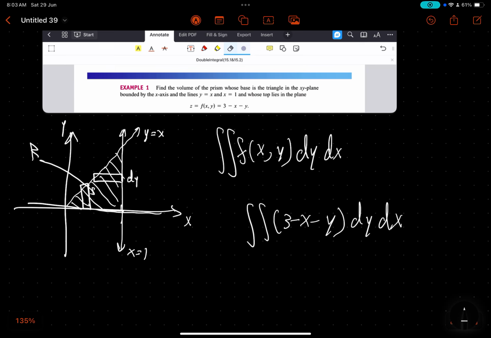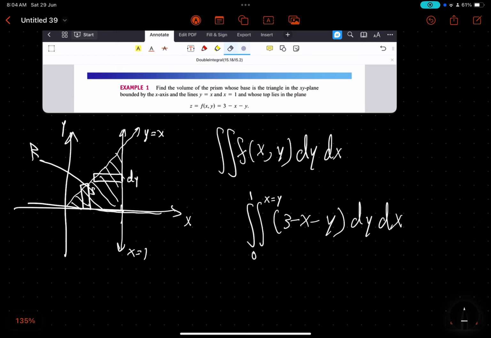Now we need to decide on the limits of integration. The outer limit for x is very simple. It's from x equals 0 to 1. Now what about the integration for y? We need to decide what is the lower function. The lower function here is y equals x, or x equals y, but here we need to write it as y equals x.